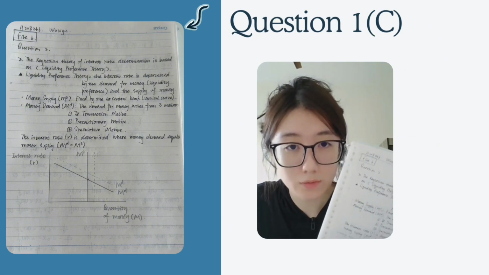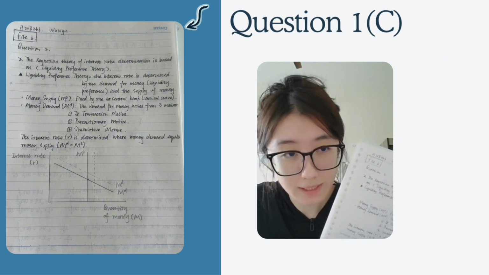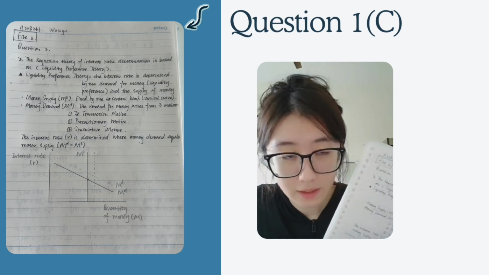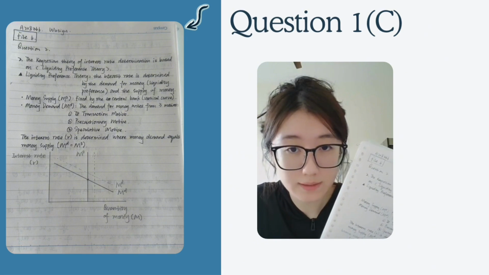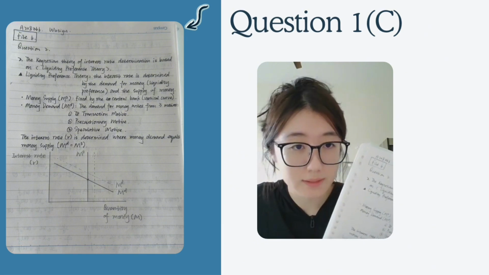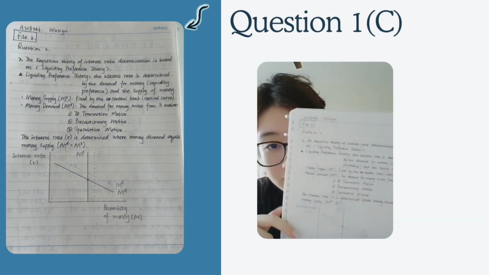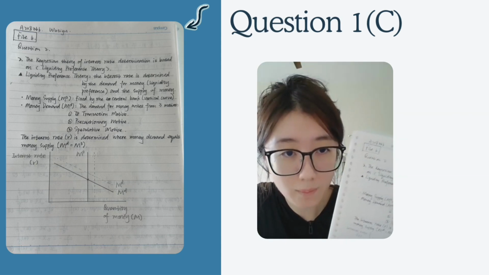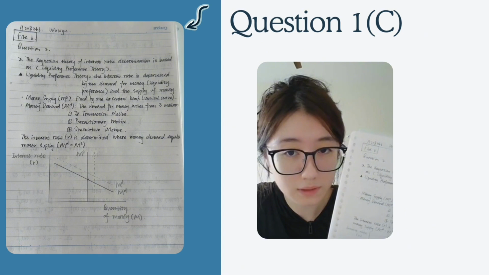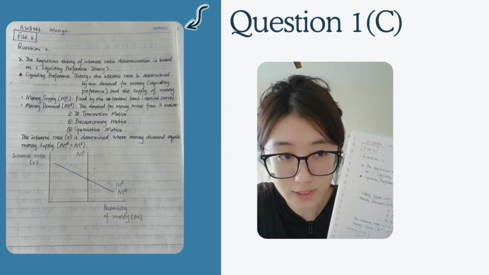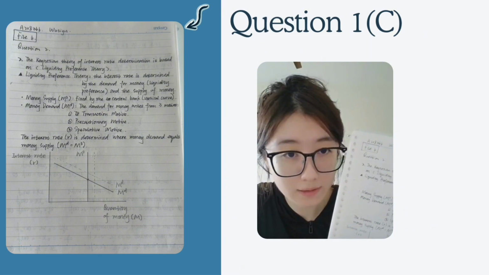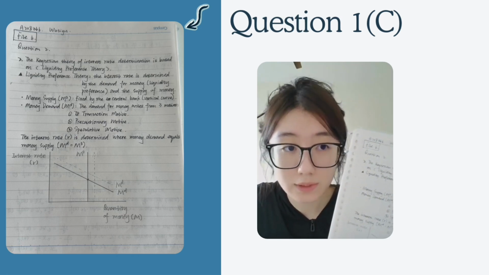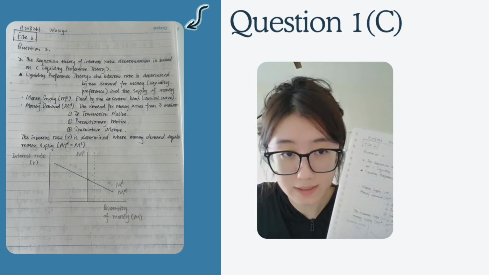Now, let's break down the two key pieces: money supply and money demand. First, money supply. This is completely controlled by the central bank. On the diagram it is a vertical straight line, because the central bank decides how much money is in the economy, regardless of the interest rate. So if the central bank prints more money, this line shifts right. If it reduces money, it shifts left.